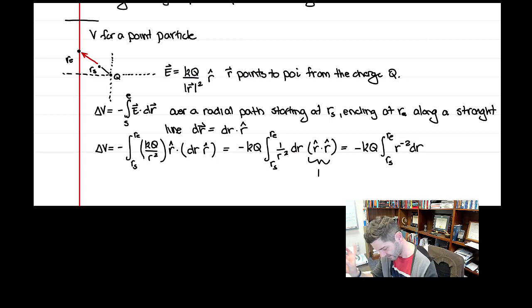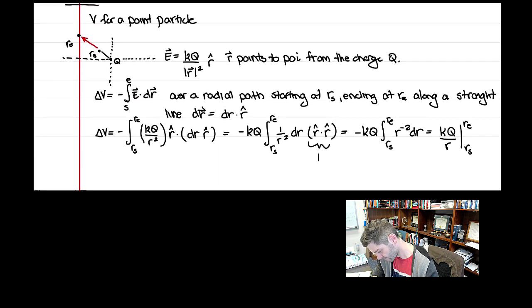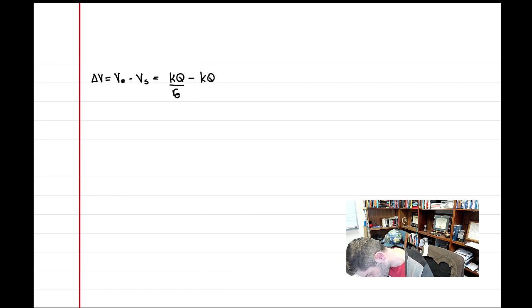Integrals of polynomials, I raise the power up by 1 and divide by the new power, so I ultimately make this r to the negative 1, divided by a negative 1. That negative 1 cancels the outside negative sign, so this looks like kQ over r, evaluated at r end minus r start. If I copy that back down, delta V, which is V at the end point minus V at the start point, is kQ over r end minus kQ over r start.